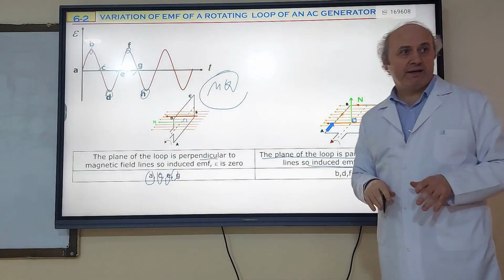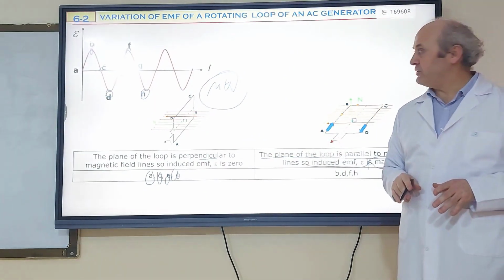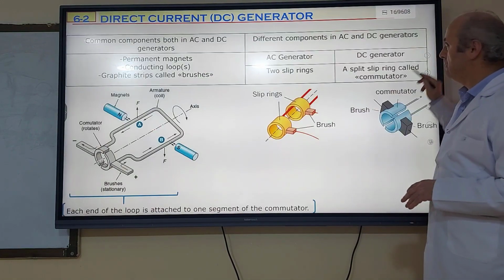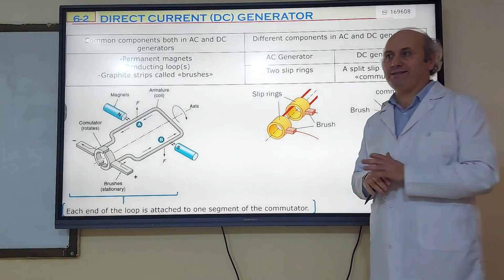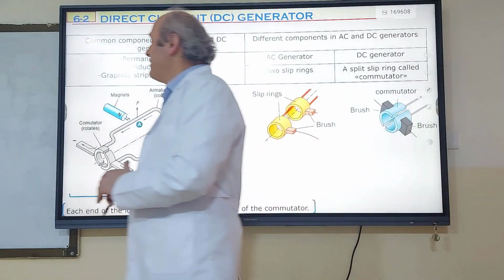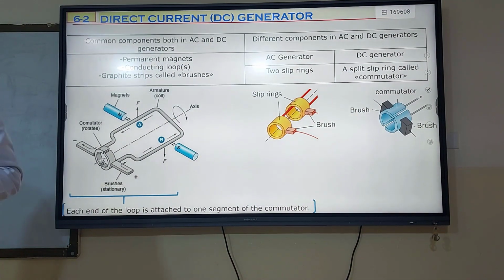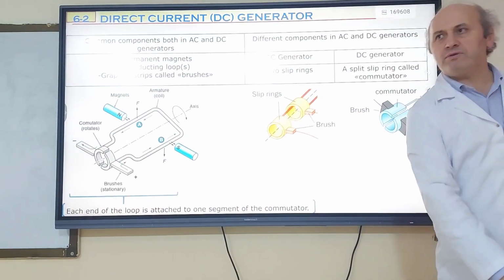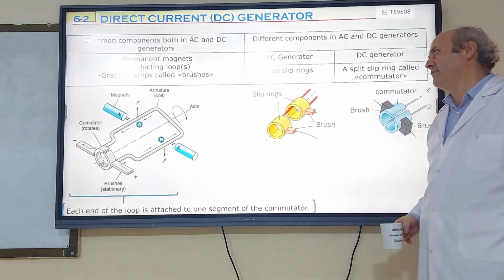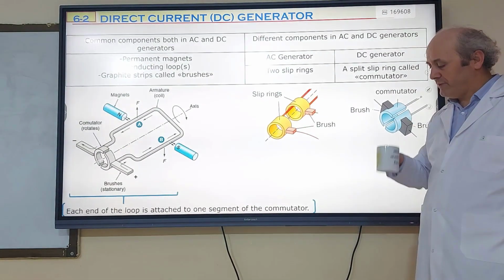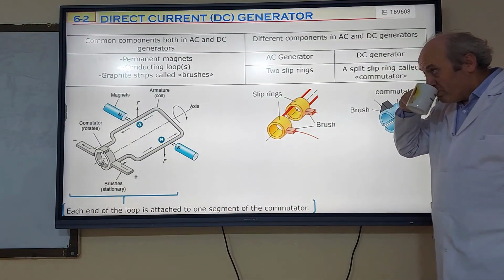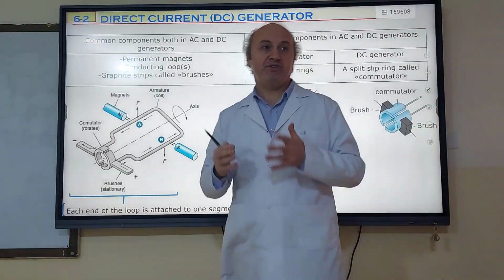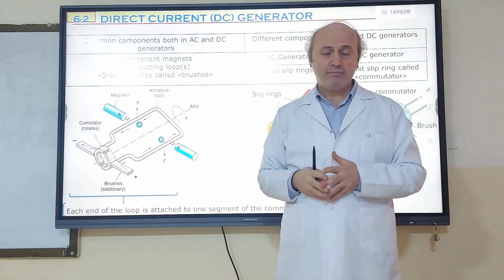This is all about AC generators. Now we will continue with direct current DC generators. Direct current generators are generally used in automobiles. They are not very frequently used in our life, just automobiles are using them. These direct current generators and AC generators are slightly different.